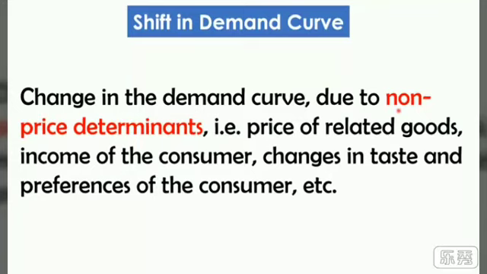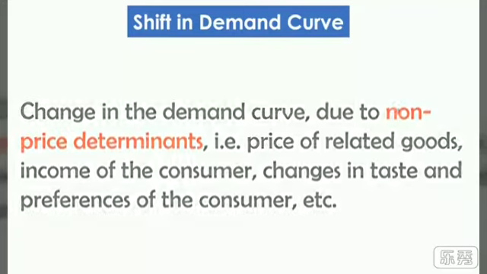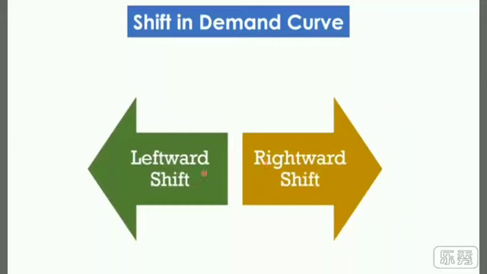Now there are two types of shift in demand curve: leftward shift and rightward shift. The leftward shift in demand curve indicates the decrease in demand due to factors other than price. So if there is a fall in the demand of the commodity, it is called a leftward shift. And if there is a rise in demand of the commodity, then there is a rightward shift. Now we will discuss this leftward shift and rightward shift with the help of a diagram.